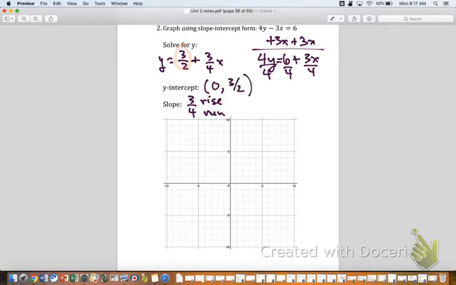What's 3 halves really in decimal form? Yeah, it's 1.5. So I'm going to start off by locating that. So 0 comma 1.5 would be roughly halfway between 1 and 2. And then from there I'm going to rise 3 and run 4. So I'm going to rise 1, 2, 3, and run 1, 2, 3, 4. So that would put me right about there. Again, halfway between 4 and 5 at that spot. Connect those two. Arrows. Done. Okay, any questions? Anything I can do to help?